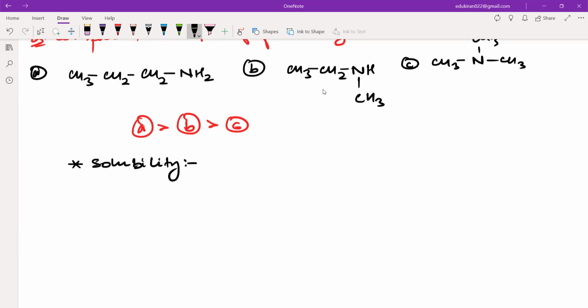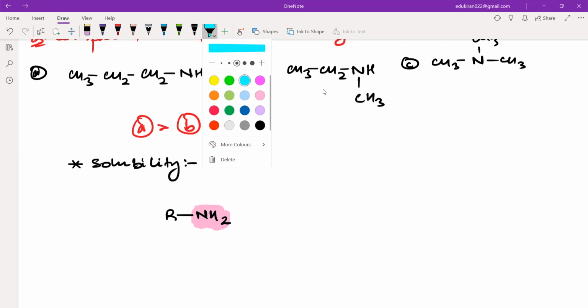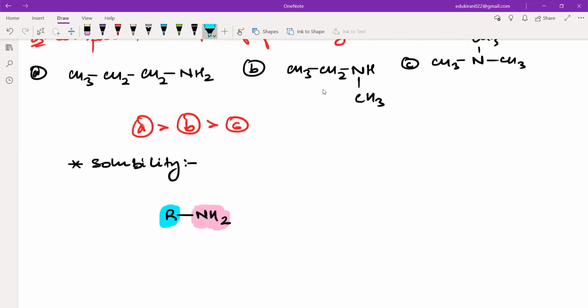Solubility. So we know that since amines can form hydrogen bonds, they will be soluble in water, due to the formation of hydrogen bonds with water. But the solubility will decrease with an increase in the molar mass of amines because we have two parts: the R group and the NH2 group. The NH2 group is hydrophilic, that means it is responsible for the formation of hydrogen bonds. But the R group is hydrophobic, that means it is not responsible for the bond formation.